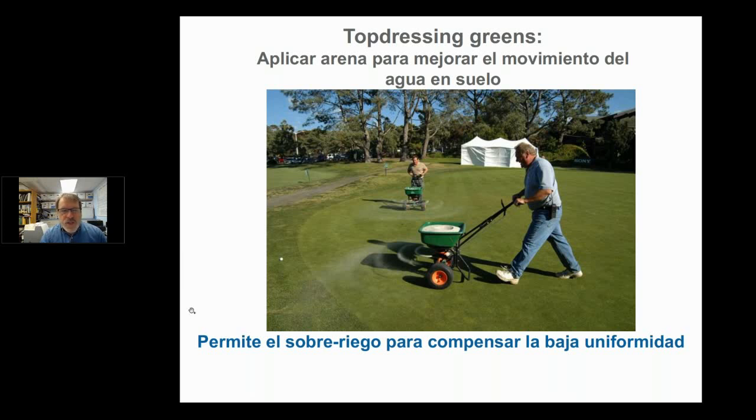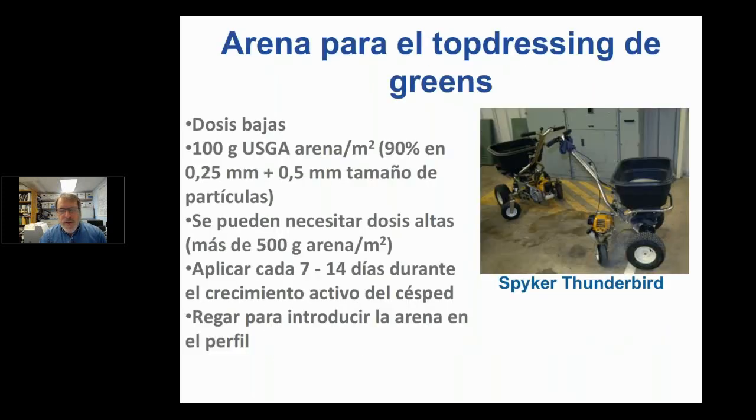Of course, sand top dressing will help even on greens to move water through the system. And there's various recommendations on the level. It's either 100 grams per meter squared or more is fine. We have clients that like to use the Spiker Thunderbird top dresser. They have a little motor on the bottom to drive the system, so you get a little bit more uniform spread and you don't get so tired putting this material out. So that's a very nice top dressing tool.